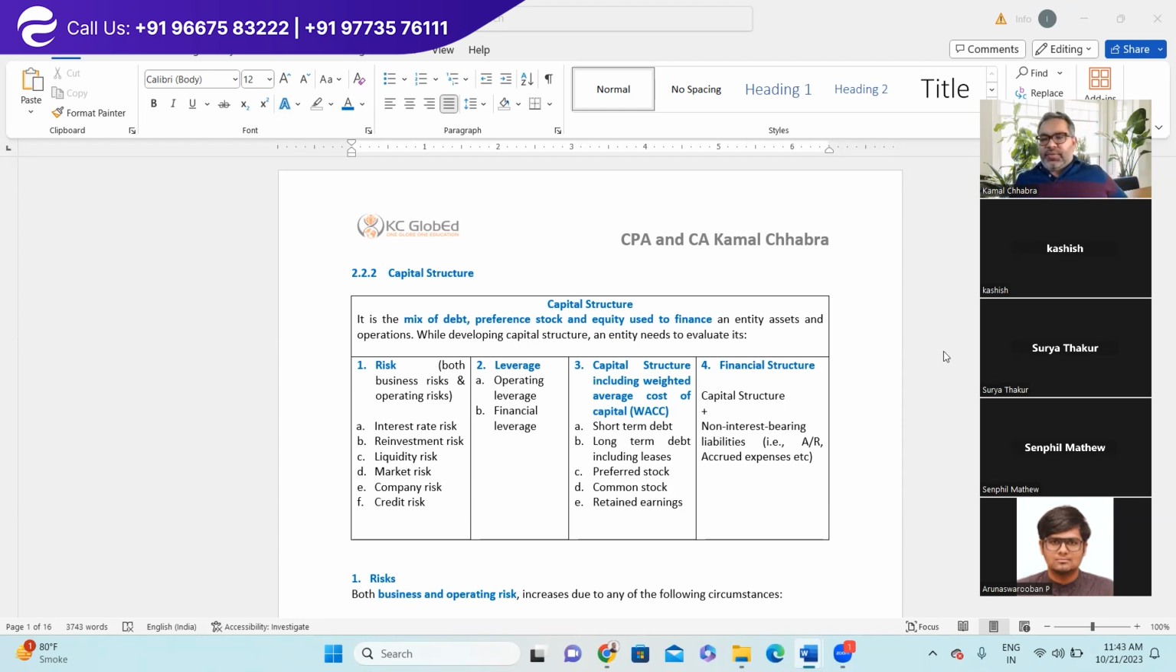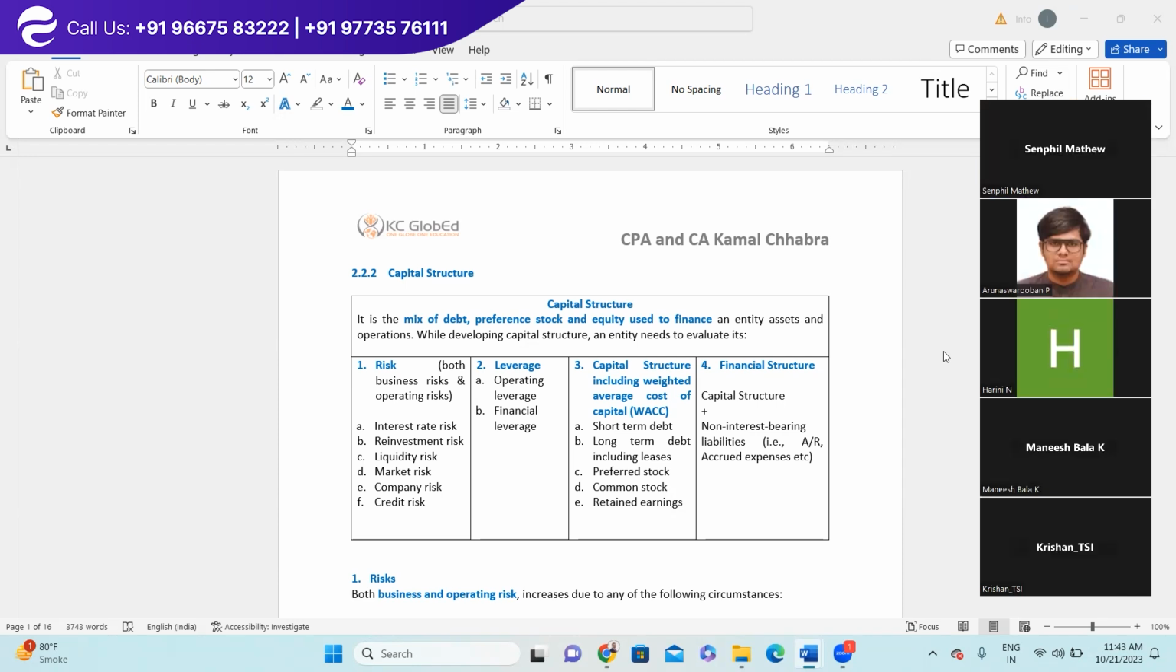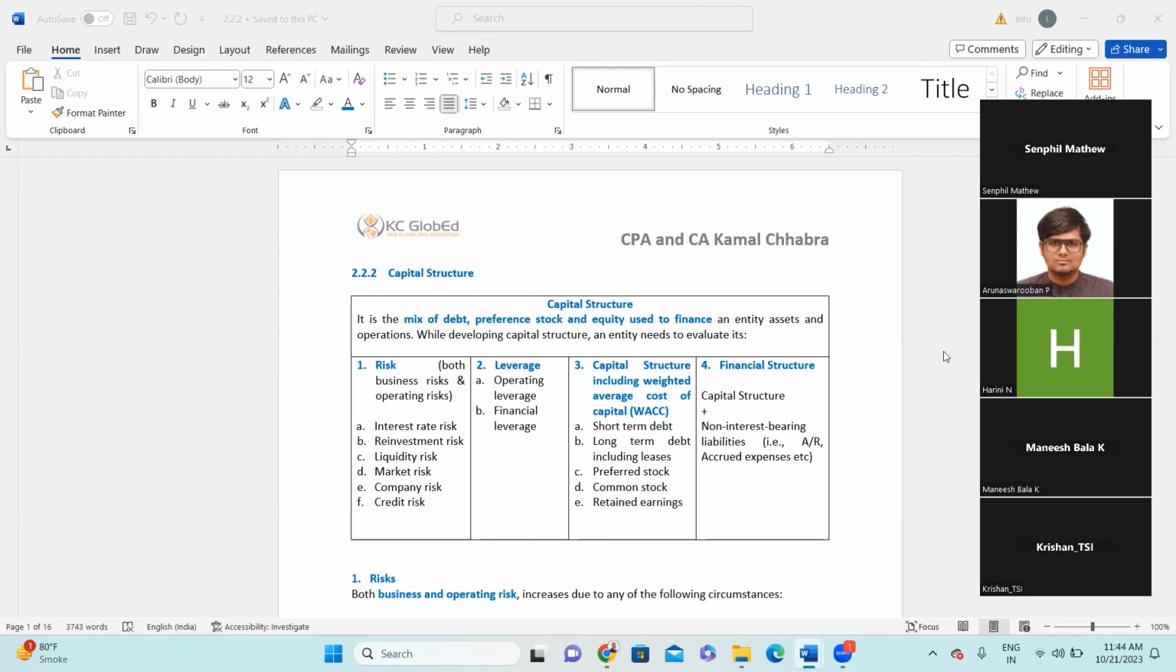Surya, Kashish, Harini, any of you have heard this or not? I'll be more than happy to explain. Don't worry, I'll be explaining it. But I'm just trying to understand whether you guys have heard this term before or not, so that accordingly I'll go deeper. No comment.